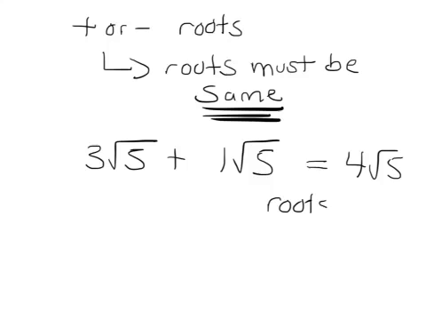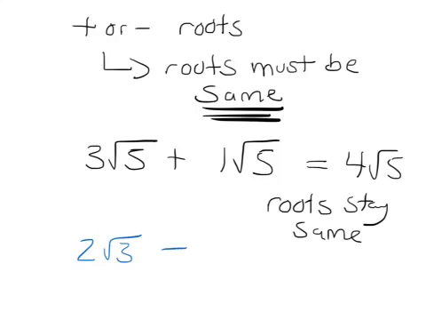The roots stay the same. Just like when you're adding and subtracting fractions and the bottoms are the same, in your answer the bottom also stays the same. The same thing is with roots. So let's try another example. If I tried something like 2 root 3 minus 4 root 3, you keep the root the same, so you know you're going to have root 3, and all you're going to do is go 2 minus 4. 2 minus 4 is negative 2. So your answer just would be negative 2 root 3.